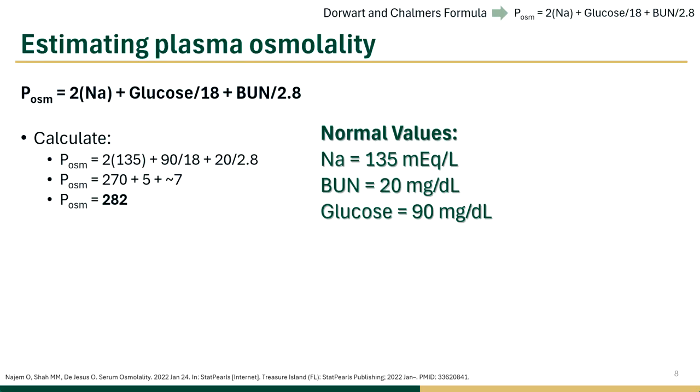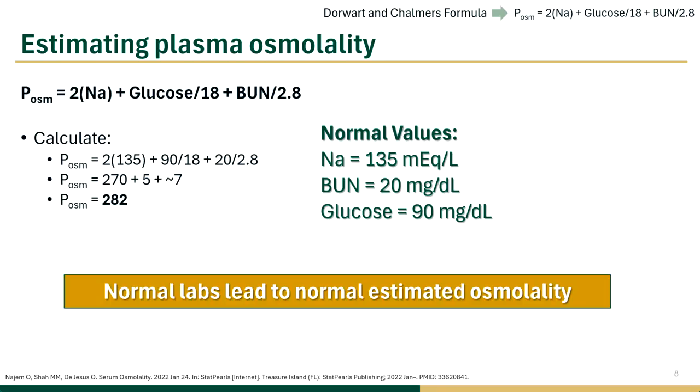It's something that's very quick. You can look at the numbers and figure out roughly where the patient's osmolality is based on that formula. So in this case, 2 times 135 plus 90 over 18 plus 20 over 2.8: 270 plus 5 plus around 7, and you get around 282. So those are normal values, and normal lab values lead to normal plasma osmolality or normal estimated osmolality.